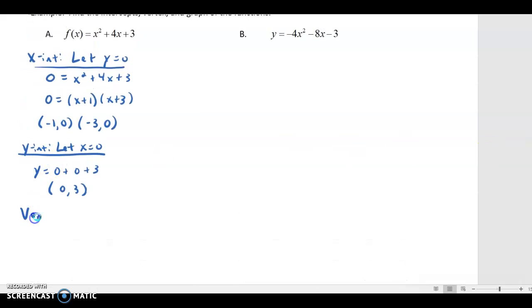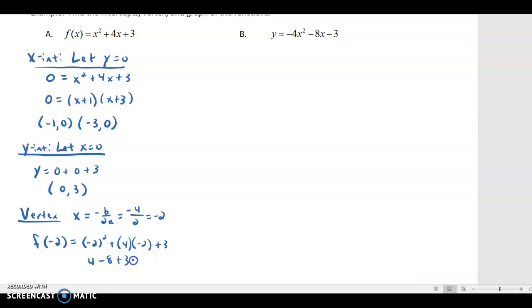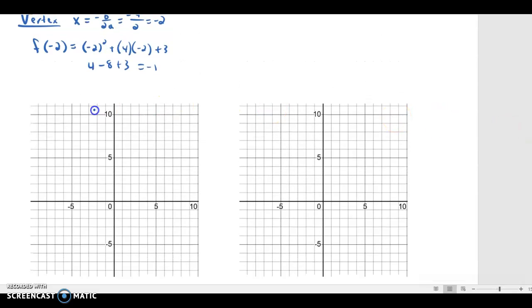So now we want the vertex. And remember, the x part of that comes from negative b over 2a. So negative b over 2a here would be negative 4 over 2, or negative 2. So that's the x part of it. Then we plug that negative 2 into our function: negative 2 squared plus 4 times negative 2 plus 3. In that case, we get 4 minus 8 plus 3, which gives me negative 1. So my vertex will be (-2, -1).